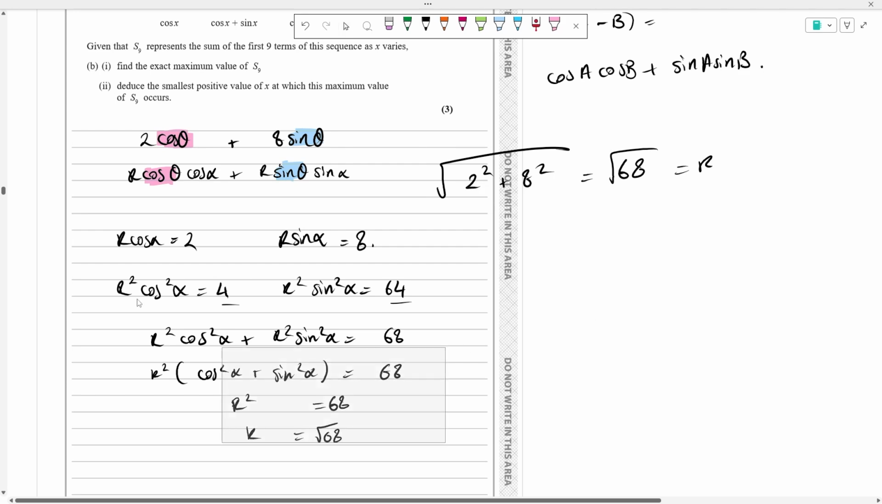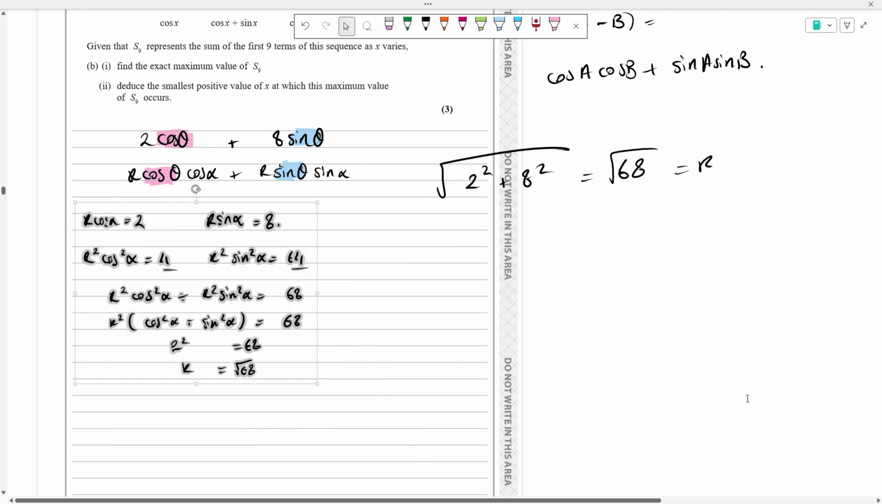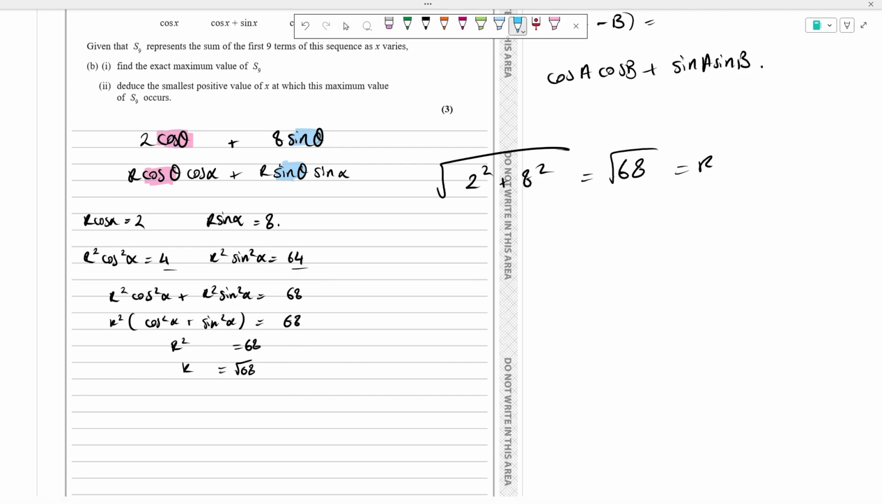Okay, now to work out your tan, I kind of spoiled it already. To work out your alpha value, you're going to be using the idea of tan. And essentially, that means that if you know that R cos alpha is equal to 2 and R sin alpha is equal to 8, what you can then use with that is R sin alpha divided by R cos alpha is equal to tan alpha.